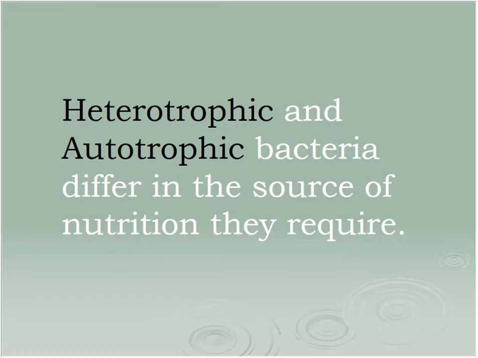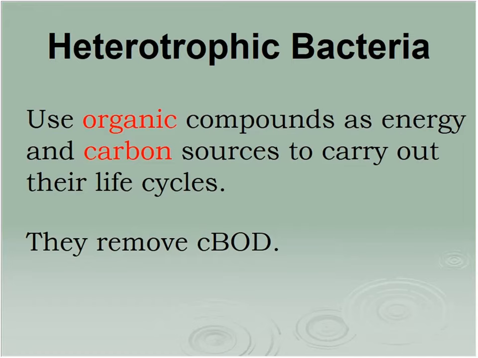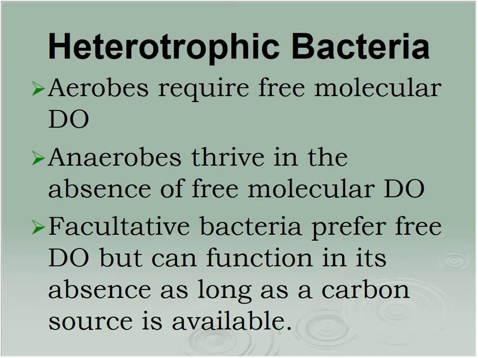Without getting too deeply into microbiology, we look at two different types of organisms, two classes, heterotrophic and autotrophic, the ones that we deal with. They differ in their nutrition requirements. The heterotrophs use organic carbon as their energy source. They're going to remove the CBOD from our process. They can be aerobic, they can be anaerobic, but the vast majority of them are what we call facultative bacteria. They prefer to have free dissolved oxygen in the water, but if you don't have it, they can look around for other sources of oxygen.